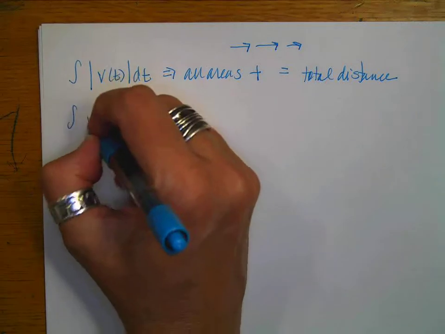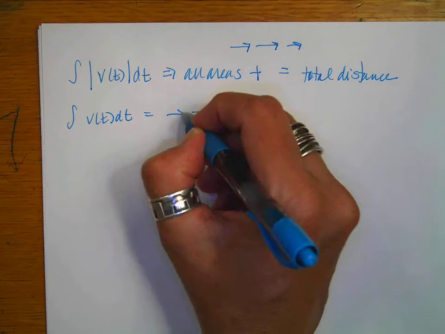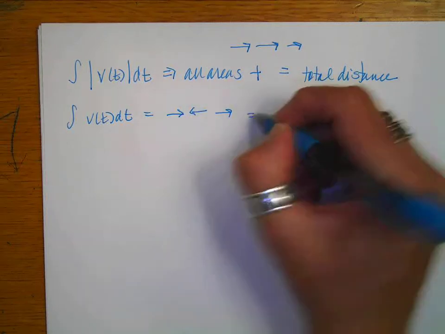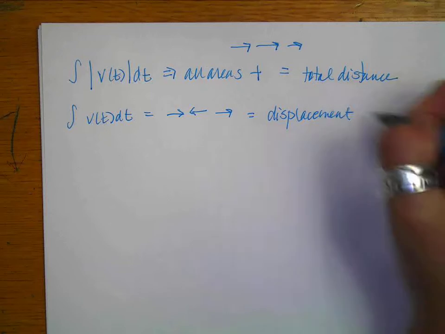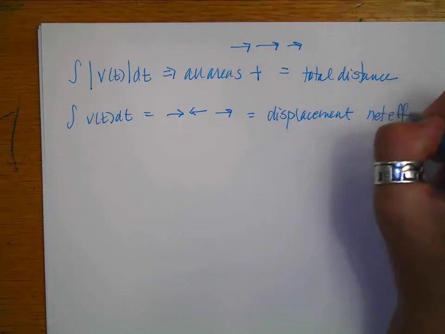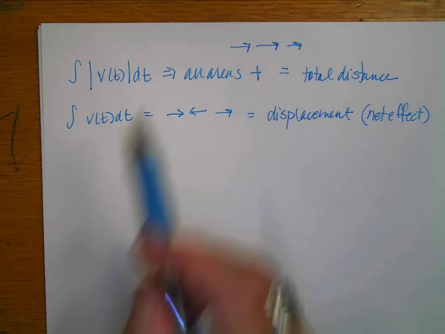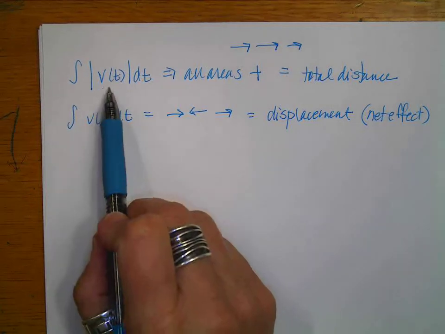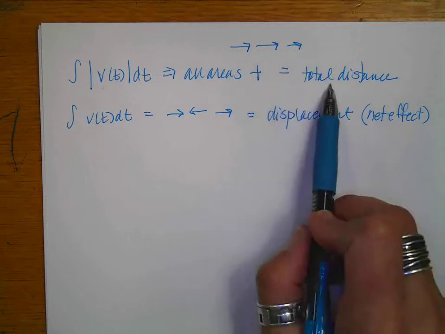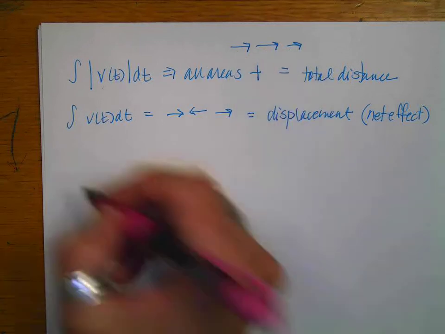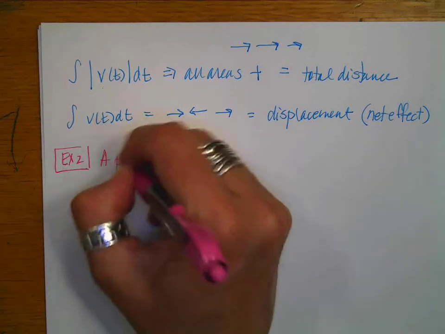So the difference between the integral of v of t dt, where I'm going to go right, left, right, is displacement. This is the net effect. Where do you end up after you walk right, left, right? Versus, if I take the absolute value, that means that I'm always going to the right, which means that becomes my total distance.